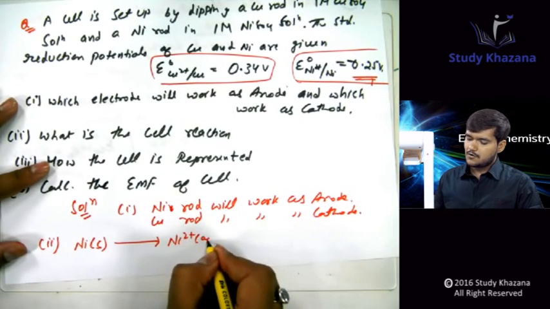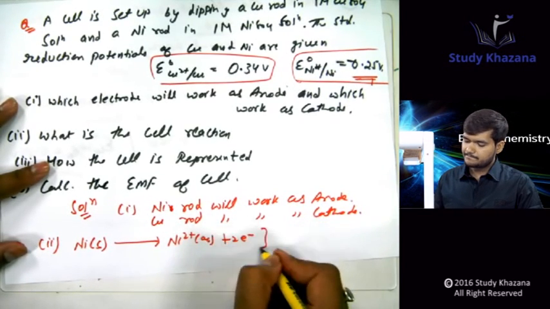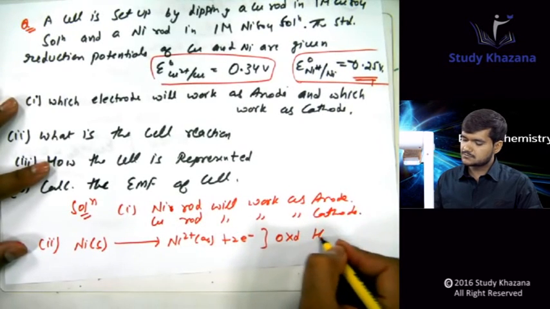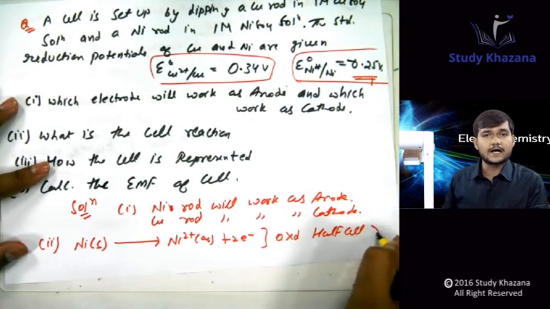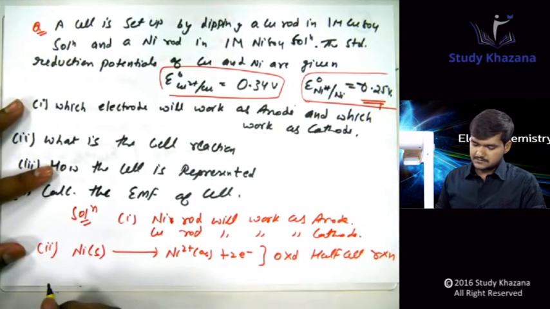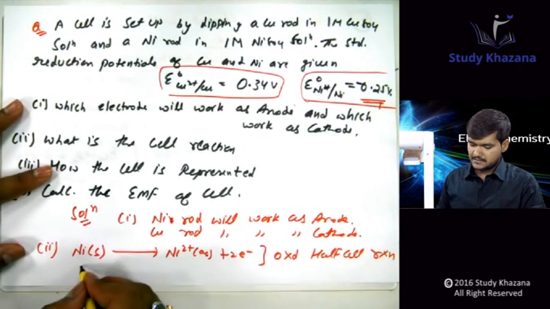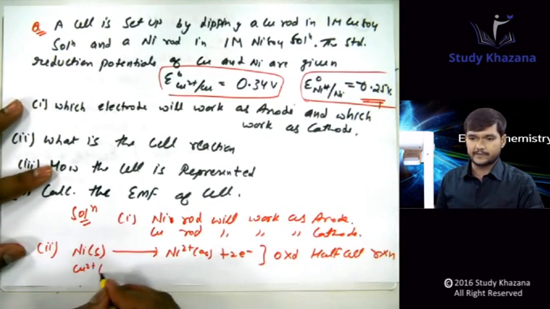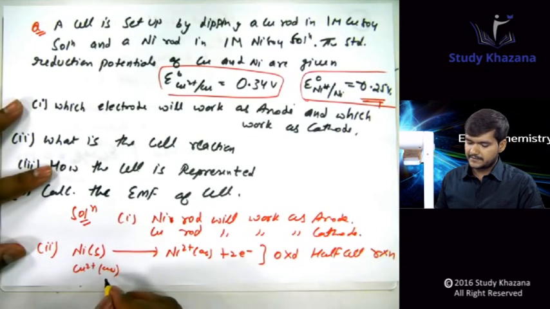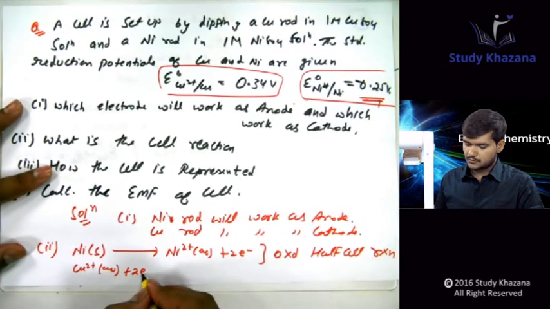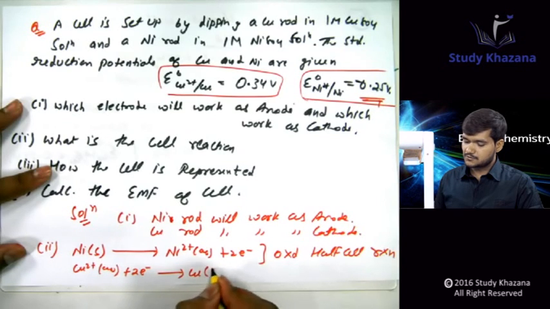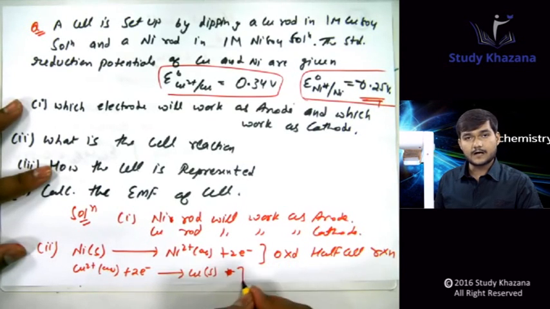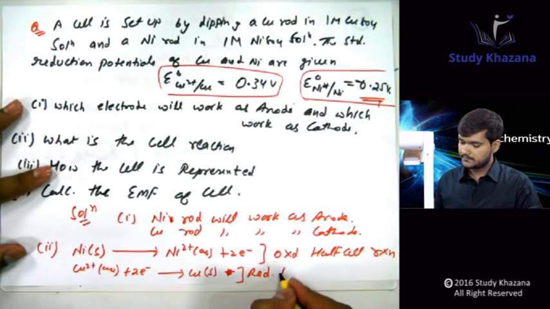So this is the oxidation half cell reaction. Next, copper 2 plus aqueous. This copper is your cathode here. It will gain 2 electrons and form copper solid. And this is your reduction half cell reaction.